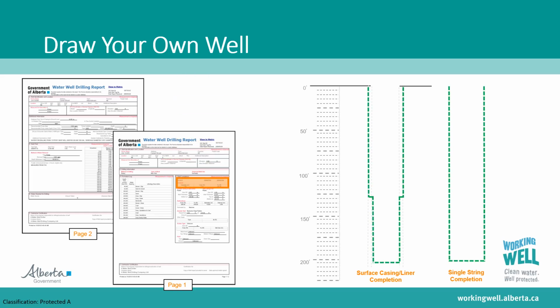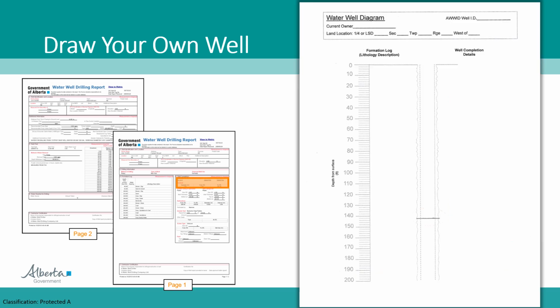So on the first page of your drilling report, you have the borehole diameter information. On there, it will say the diameter and the from and the to measurements. You can see that if you have a surface casing liner completion, you might have a larger borehole at the top and then a smaller borehole at the bottom. If you have a single string completion, your borehole will be the same diameter the whole way down. So when we're looking at our picture that we are drawing, you can just draw a line wherever the to measurement of the borehole diameter is to show where the bottom of your borehole is.